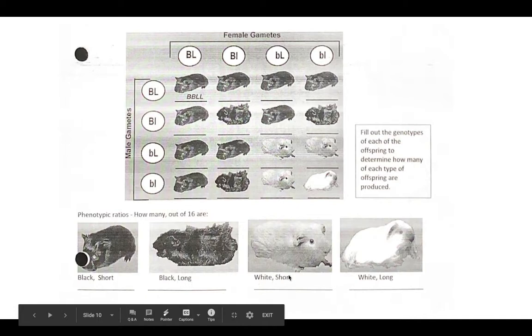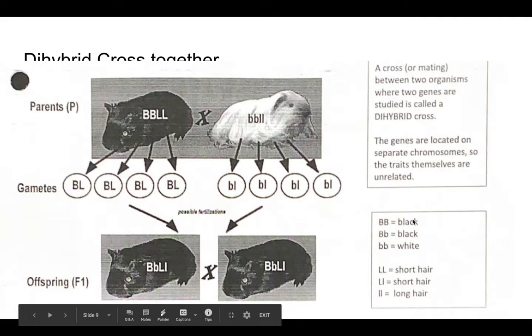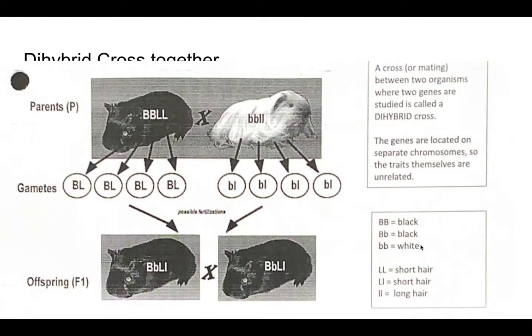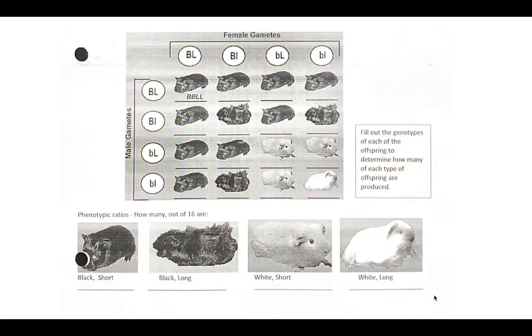How many have white hair that is short, and how many have white hair that is long. And as a reminder, a little further back, here's your key. Black hair was the dominant phenotype. White hair was recessive. Short hair is actually dominant. Long hair is recessive. So take a second, pause the video, fill this out, and come back when you are ready to see the answer.